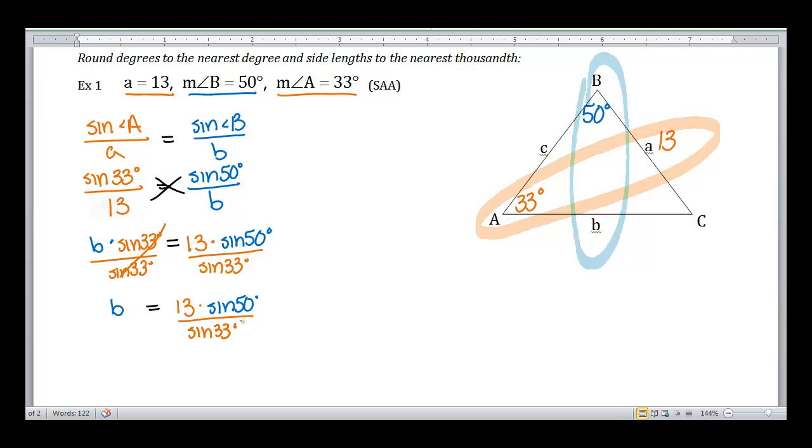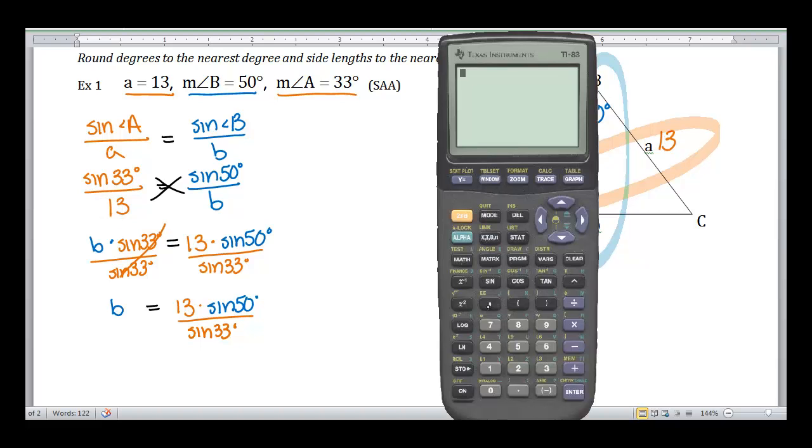So let's go ahead and pull out our calculators. So first thing I need to do is, because I'm going to be taking the sine of 50 degrees, I want to check my mode and make sure that I'm in degree mode. Since I see that I am in degree, I can go ahead and get out of there, and then I want to start to enter the numerator. So I want to do 13 times the sine of 50.